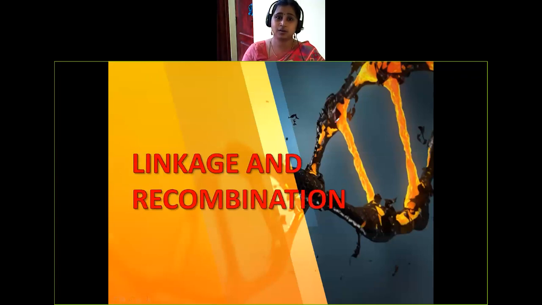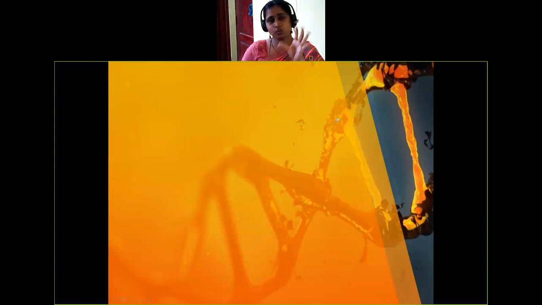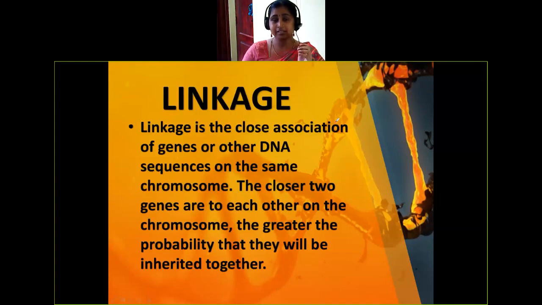So our topic is linkage and crossing over. Crossing over leads into recombination. That's why the topic is called recombination. First we'll start with linkage. Just now I said linkage is nothing but a close association of the genes. It is a close association of the genes or the DNA sequences on the same chromosome.